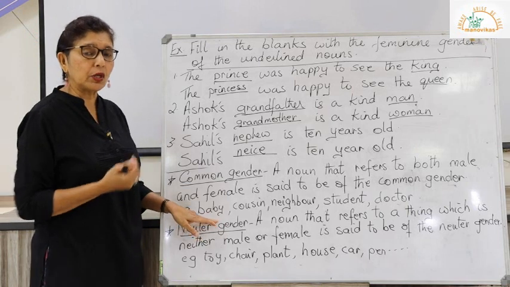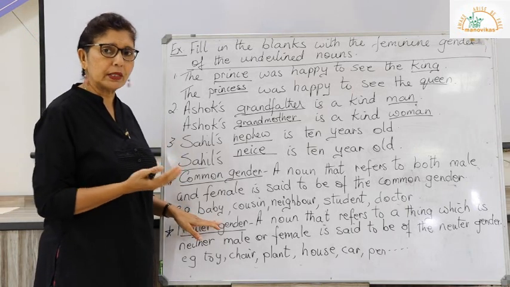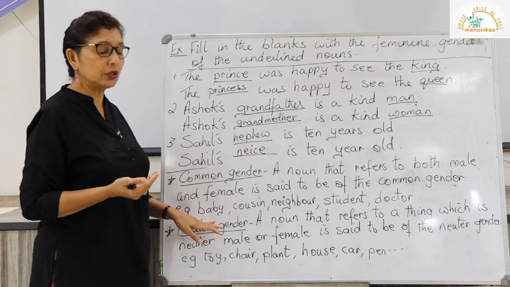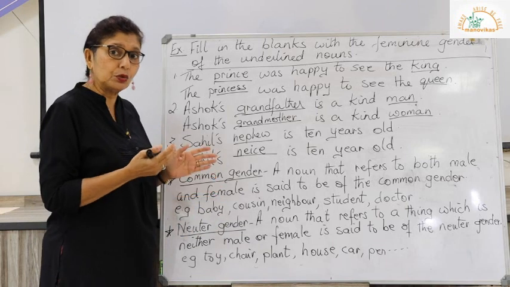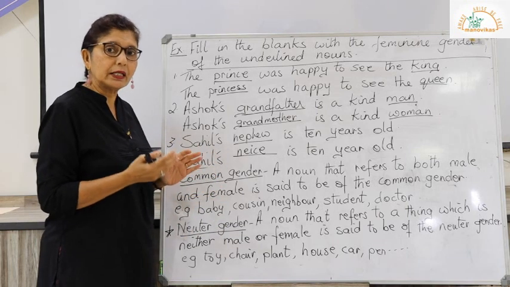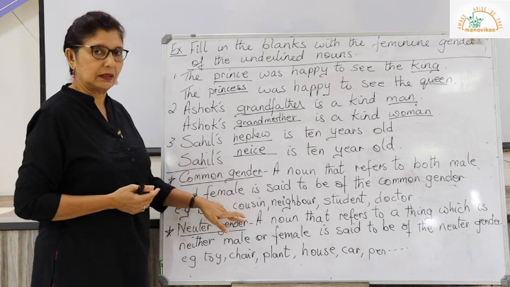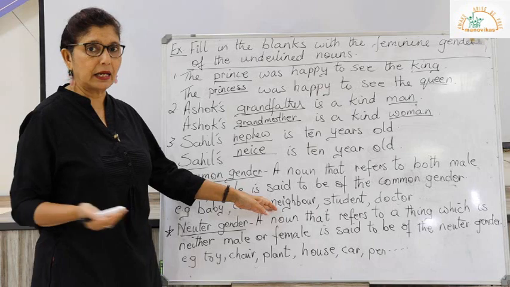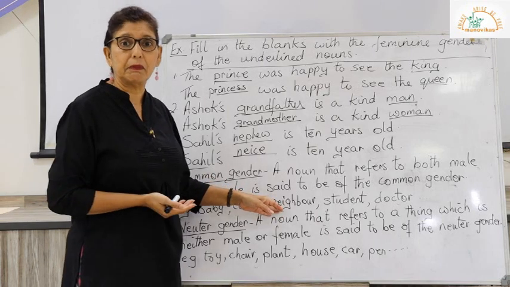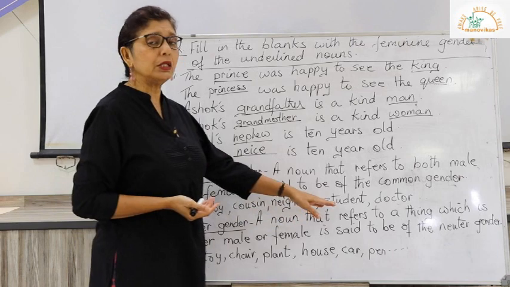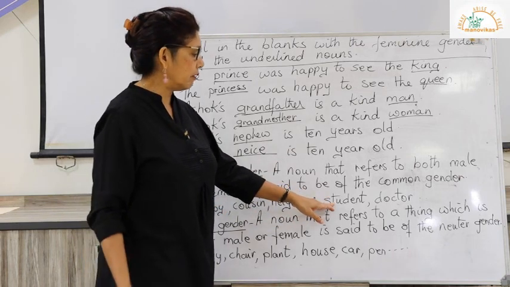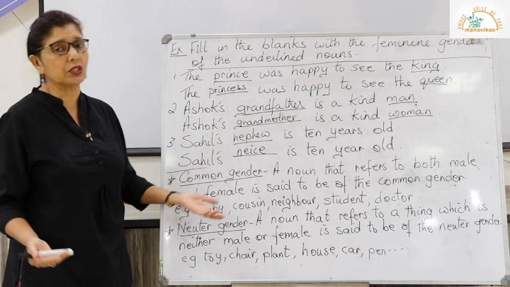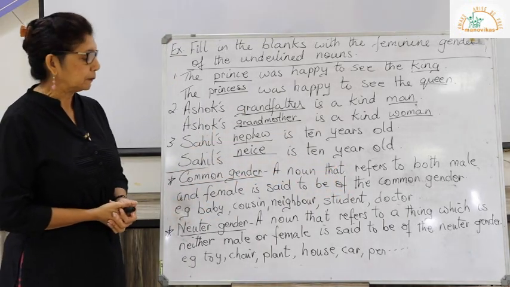Now baby. When you're referring to a baby, you don't know whether the baby is a boy or a girl. So it can be a boy or a girl. So when you say baby, you just say baby, not knowing the gender. Cousin. Your cousin can be a male or a female. Your neighbor, again, can be a male or a female. A student in the class can be a male or a female. Your doctor can be a male or a female. And that way your teacher can be a male or a female.